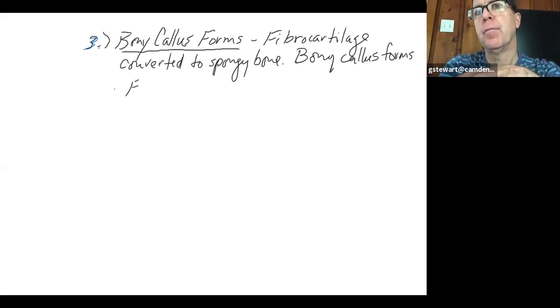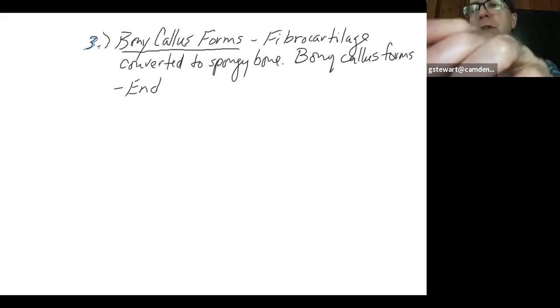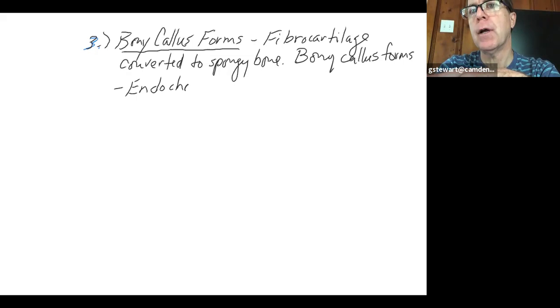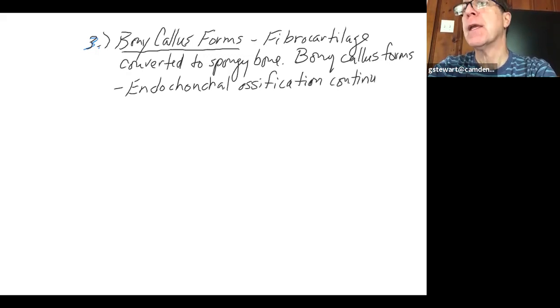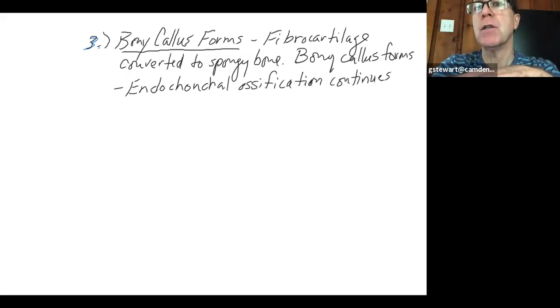And because we are making bone tissue from cartilage tissue, that's called endochondral ossification. Just like when we are in embryo development, only we're using fibrocartilage as a basis instead of hyaline cartilage. So endochondral ossification continues. What that term means is the conversion of cartilage to bone continues for about 2 months.